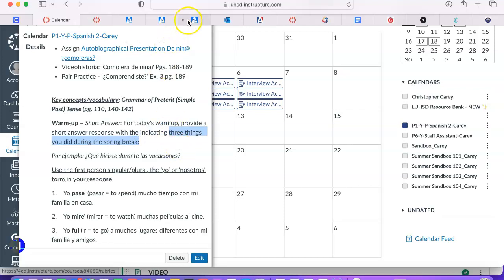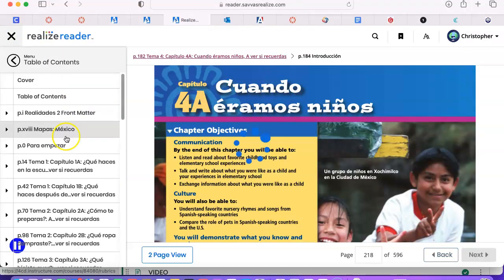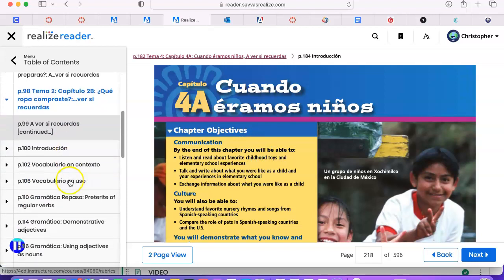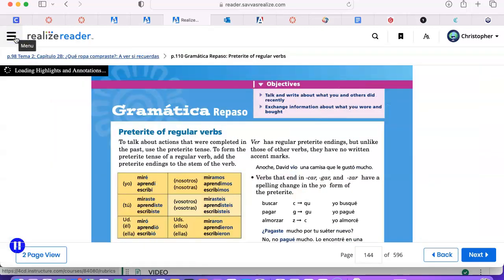Remember, you guys are going to use the pretérito, just to jog your memory on that, as it's probably been a few weeks since we last looked at this. El pretérito, this is the tense that we were focused on for all of third quarter. This is the simple past tense, the preterite tense. It's used to talk about actions that were completed in the past. In this case, talking about things you did over spring break.